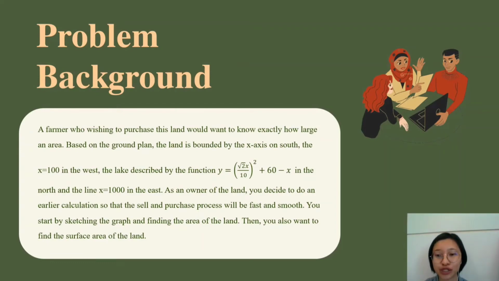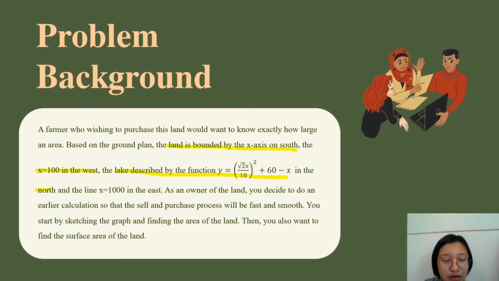From these questions, we get all the important information for us to solve this case study. First, we know the land is bounded by the x-axis on the south and x equals 100 in the west. The lake is described by the function y equals (square root of 2 times x/10) squared plus 60 minus x in the north.